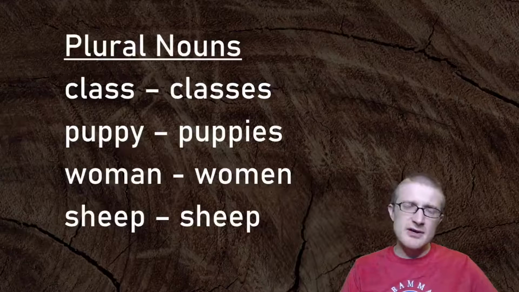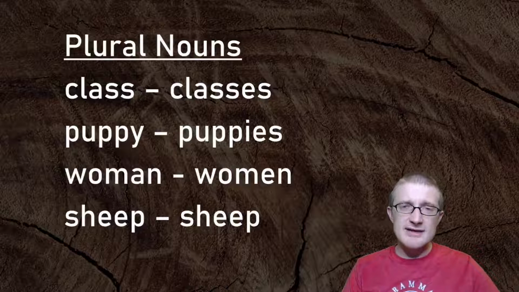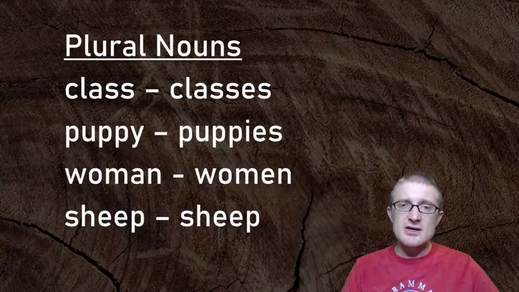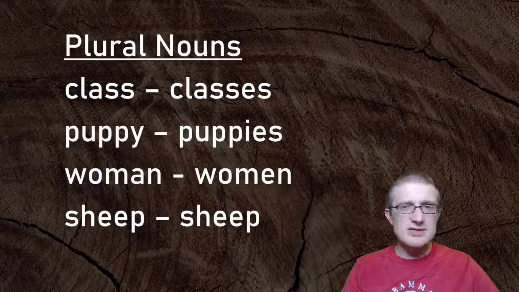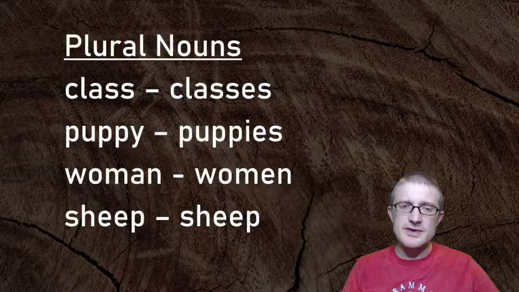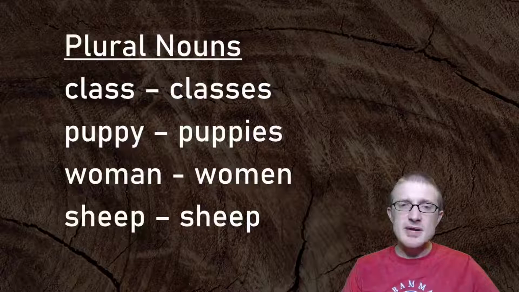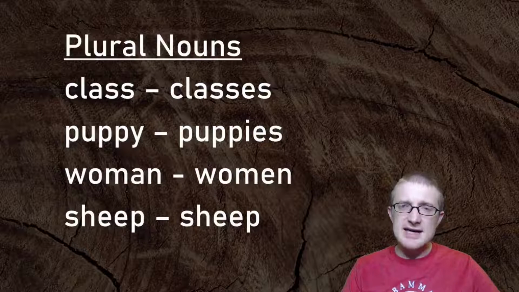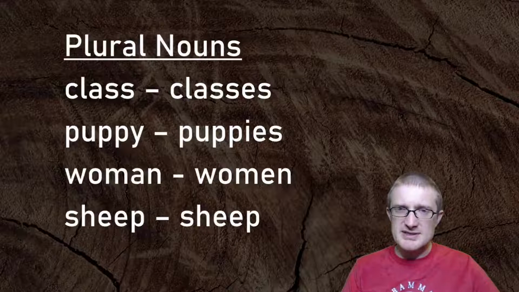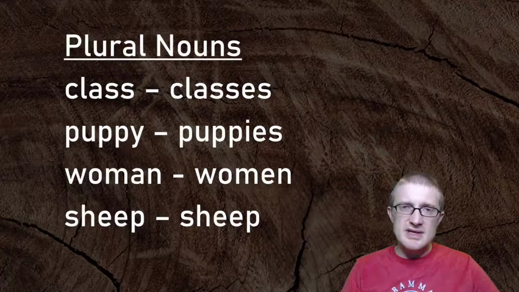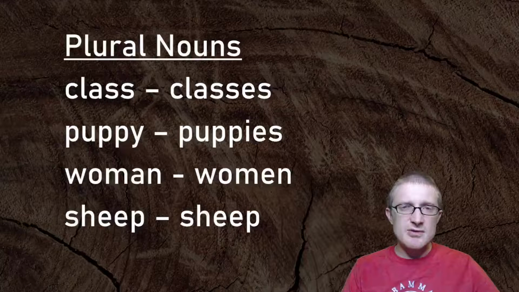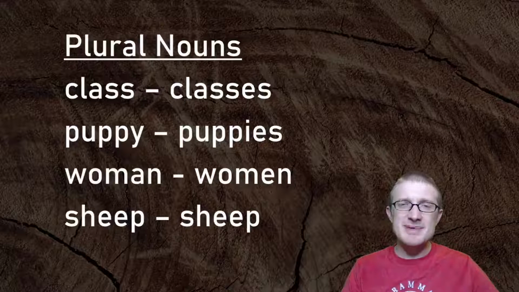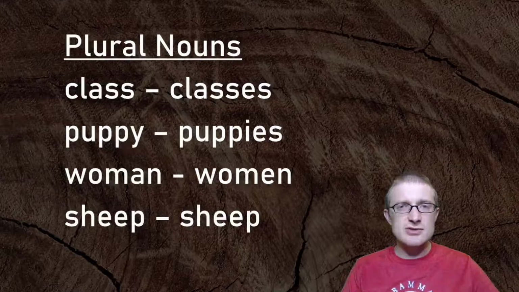Now, there are some special kinds of things that we have to do with certain words. Class becomes classes. We put an ES on the end. We don't have three S's in a row. Puppy becomes puppies, IES, IES. So we change the Y to I, from puppy to puppies. And we do this because we don't usually like to have a Y in the middle of a word when it makes the long E sound, puppy. We usually change it to an I.